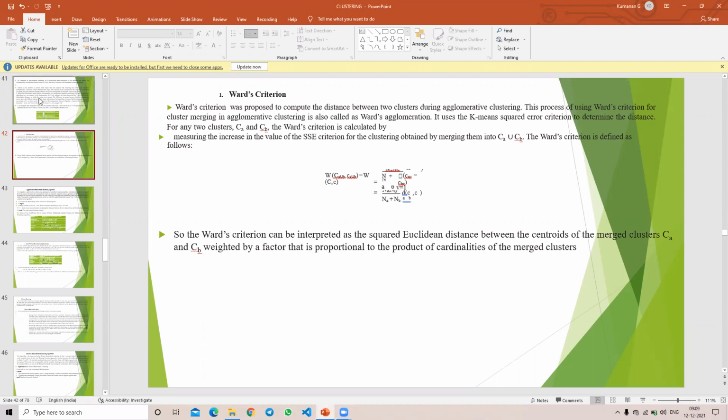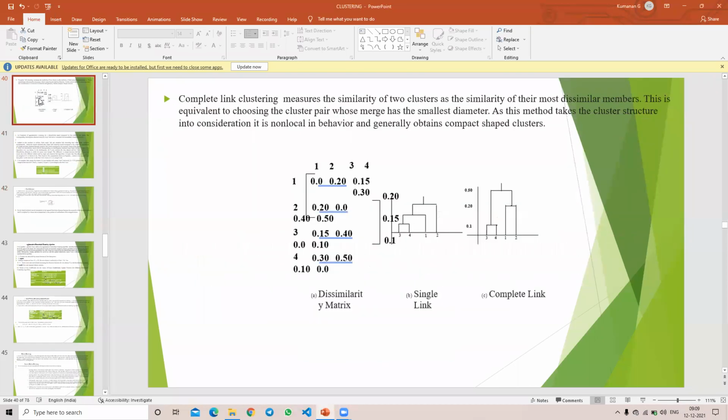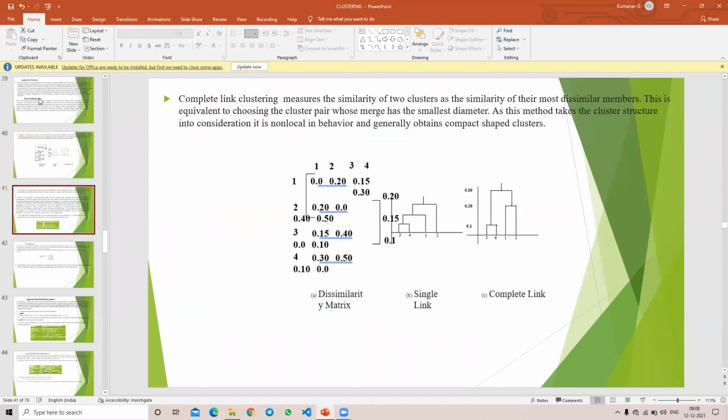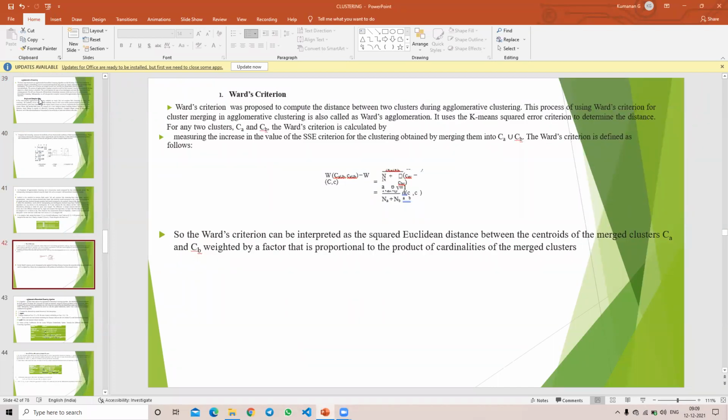In the last video, we studied what hierarchical clustering is, what agglomerative is, what single link and complete link are, and the difference between single link and complete link. Now we are going to see about Ward's criterion. Ward's criterion was proposed to compute the distance between two clusters during agglomerative clustering. This process of using Ward's criterion for cluster merging in agglomerative clustering is also called Ward's agglomeration.